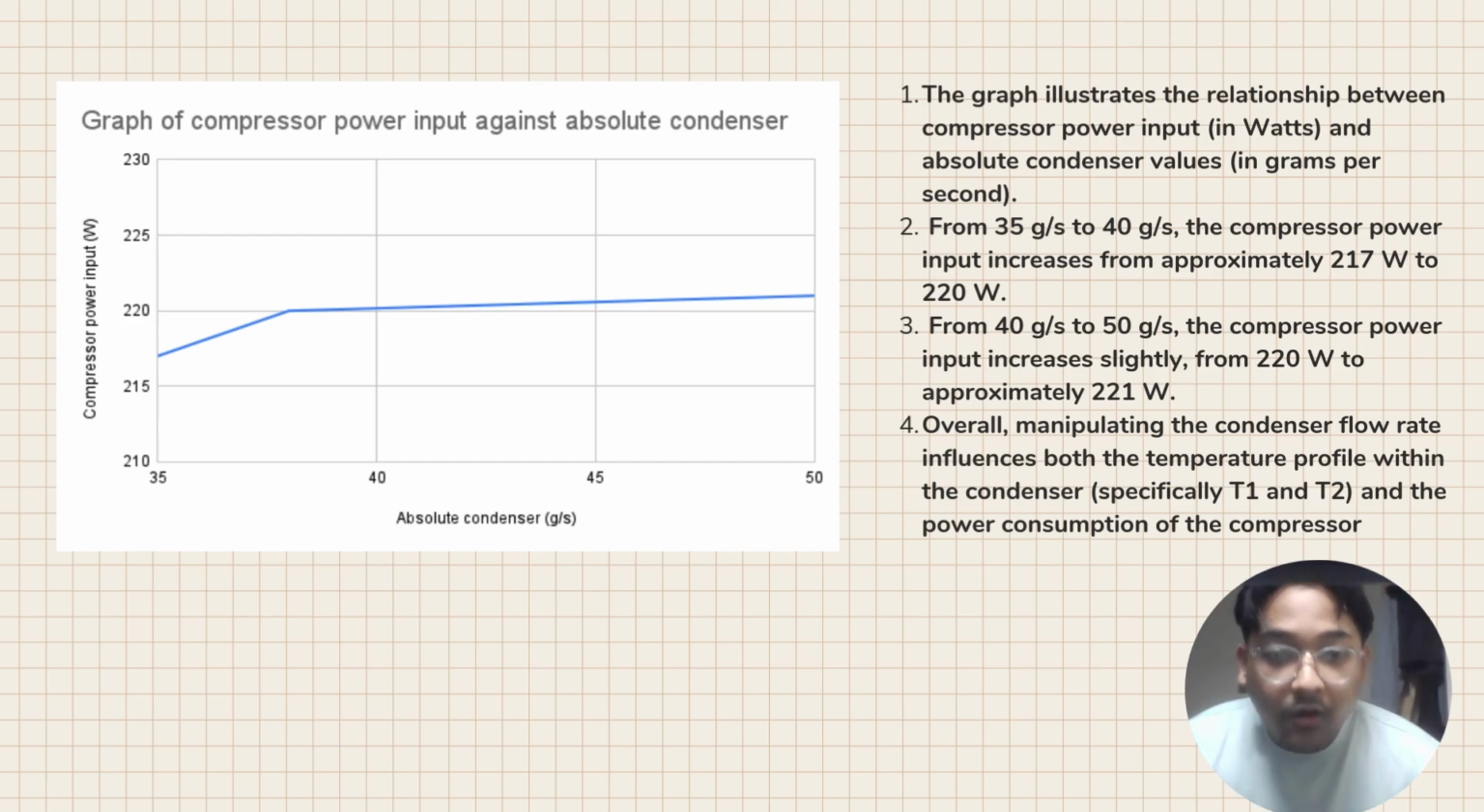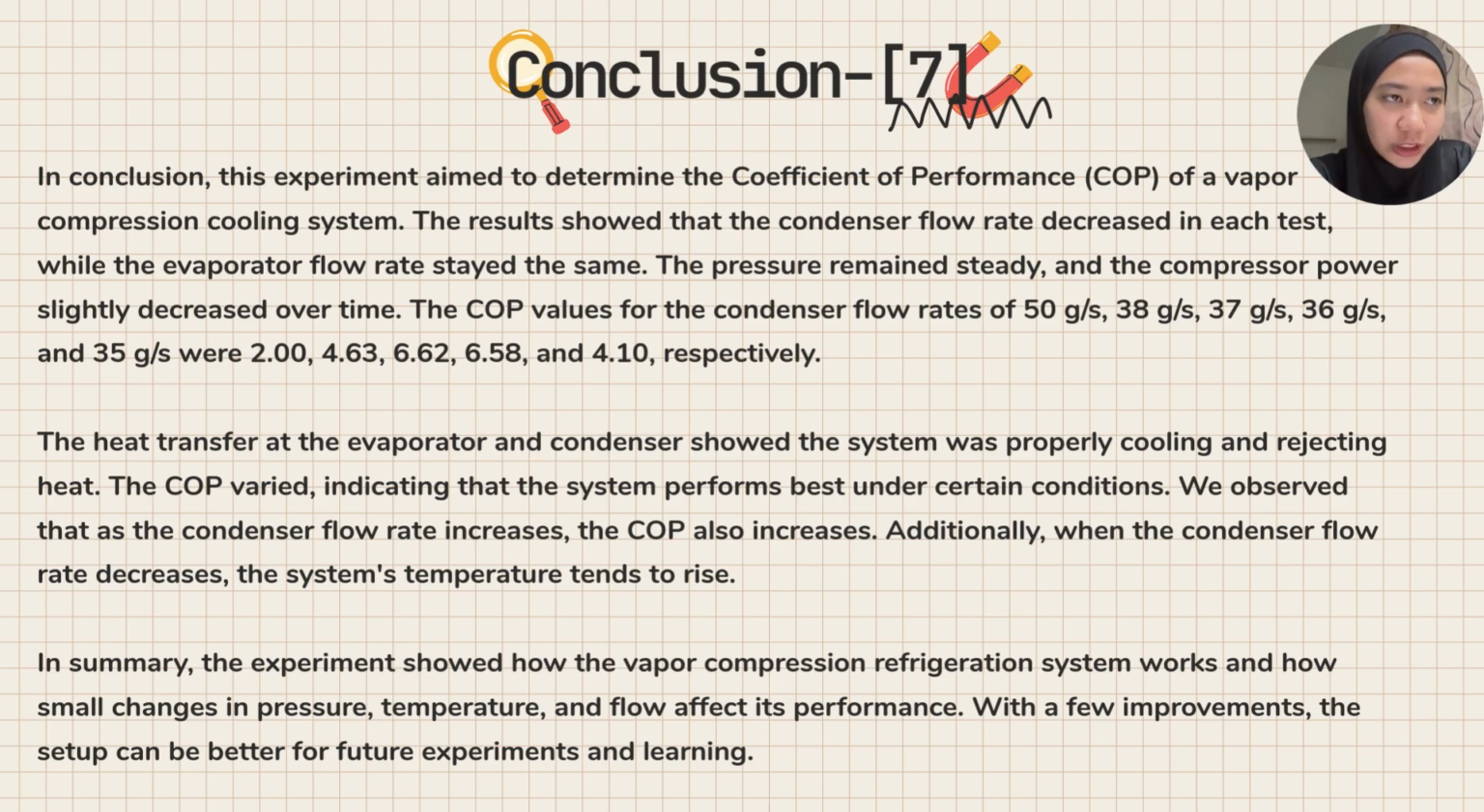consumption of the compressor. In conclusion, this experiment aimed to determine the coefficient of performance (COP) of a vapor compression cooling system. The results show that the condenser flow rate decreased in each test, while the evaporator flow rate stayed the same. The pressure remained steady and the compressor power slightly decreased over time. The COP values for the condenser flow rates of 50 gram per second, 38 gram per second, 37 gram per second, 36 gram per second, and 35 gram per second were 2, 4.63, 6.62, 6.58, and 4.10, respectively.